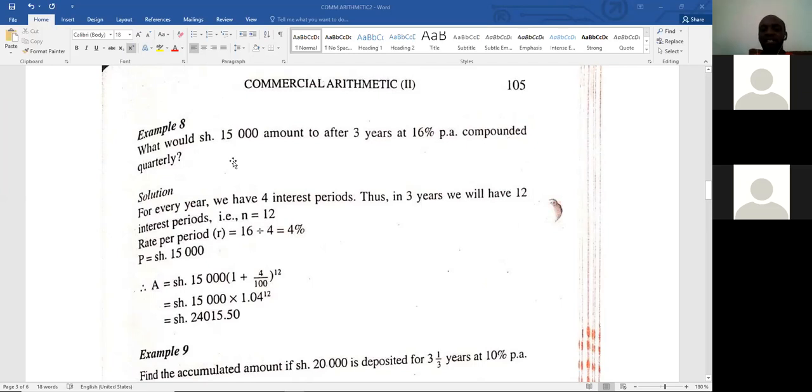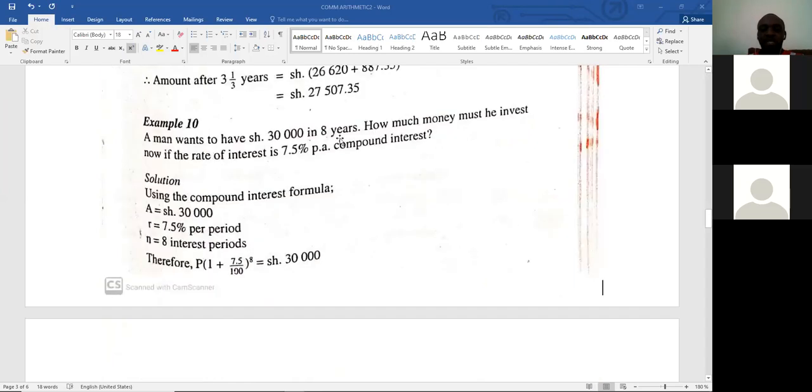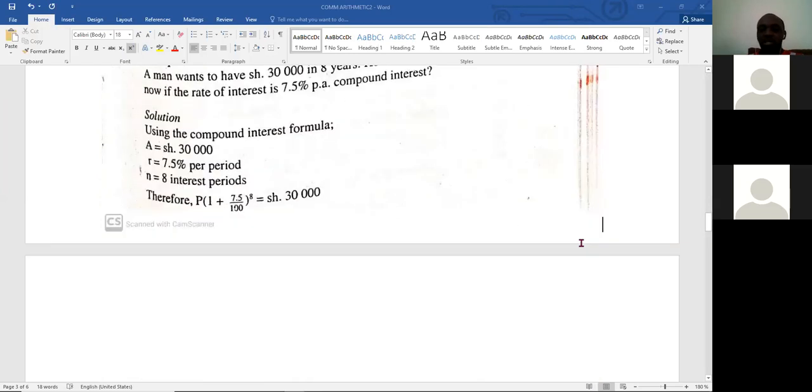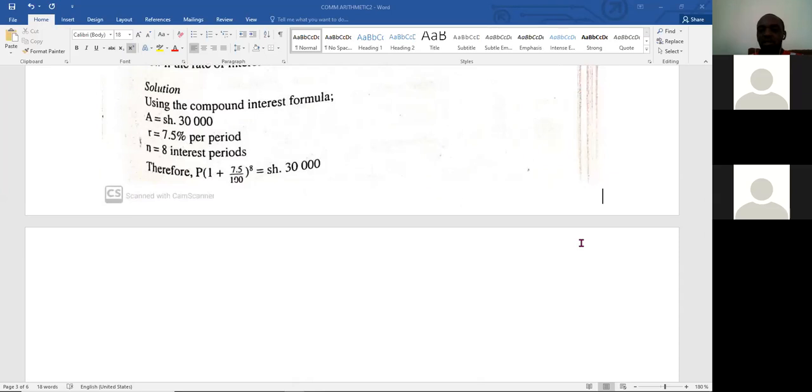At 16% per annum, this is the rate per annum. Per annum means per year. But look at compound interest. Compound interest can be done in a number of ways. It can be done annually, quarterly, semi-annually, monthly, and all those time periods. My interest here was about the time periods.